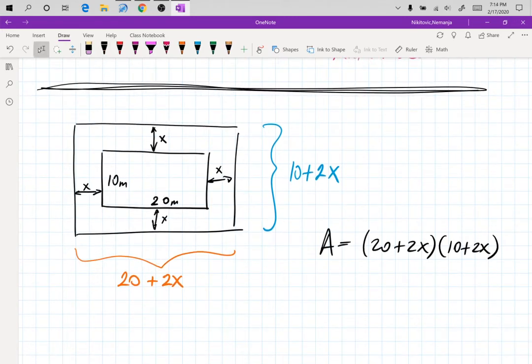And if you want to FOIL this, you get 200 plus 60x, right? Plus 4x squared. And that's area in respect to how much, right? How much width do you want for the concrete layer to be?